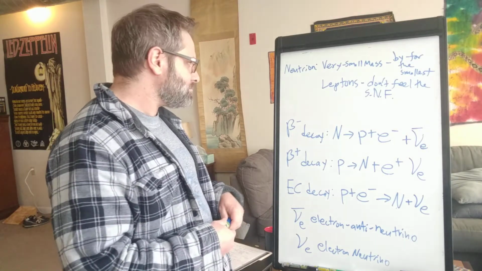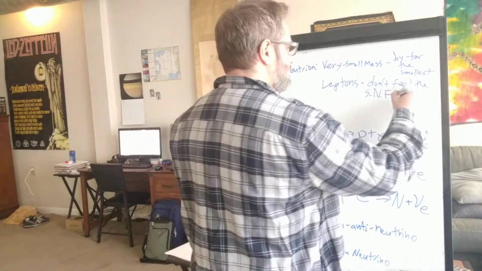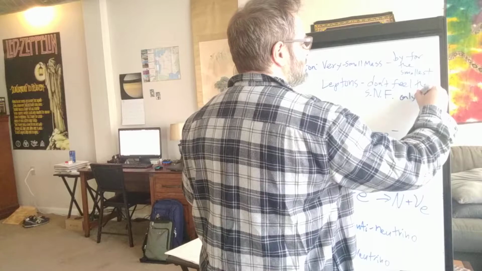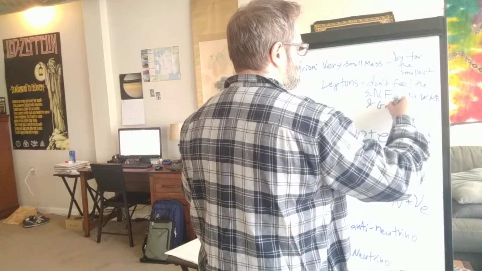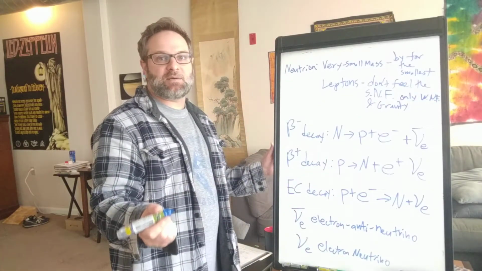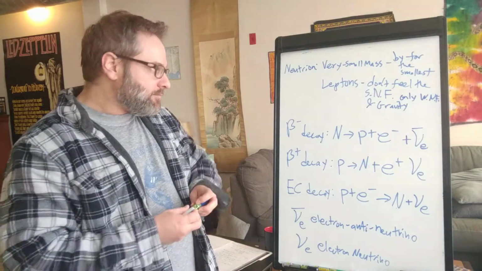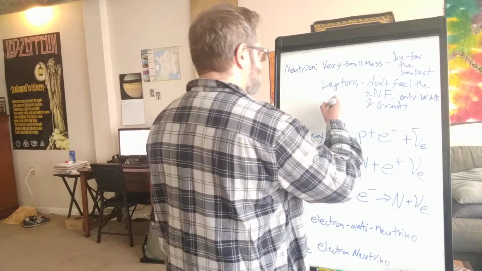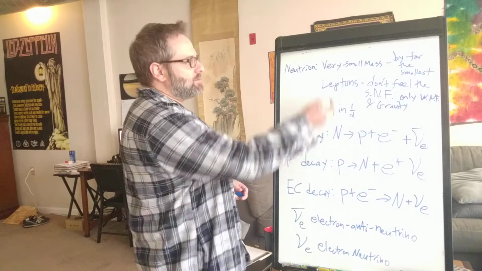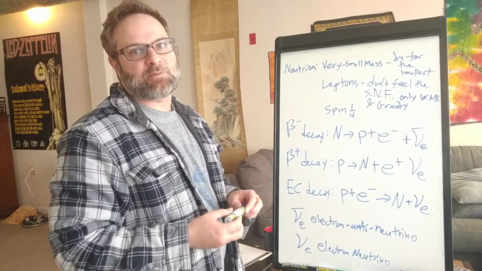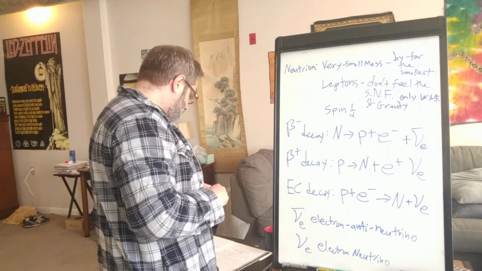Where was I? Yeah. So leptons don't feel the strong nuclear force, only the weak nuclear force, and gravity. Right? They of course do not feel the E&M force because they are electrically neutral, so they have no charge. Okay, and they are spin 1/2. Right, they're fermions. As with leptons, fermions have half-integer spin. In fact, spin 1/2.